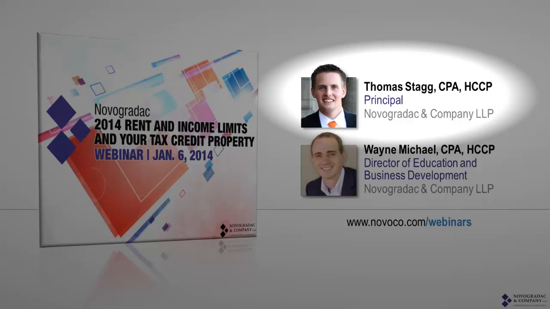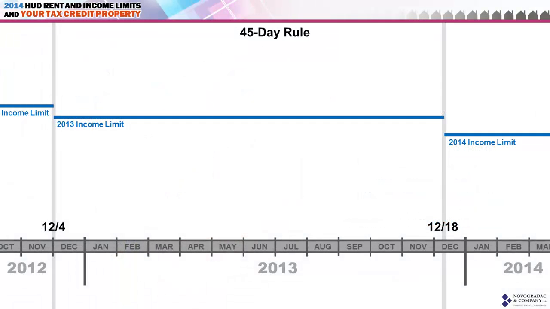Talk about the 45-day rule. So this year, income limits were published on December 18th. And so that's the effective date for the income limits. But under Rev Rule 94-57, we have what's called a 45-day rule that says that income limits can be relied on for 45 days after their effective date.